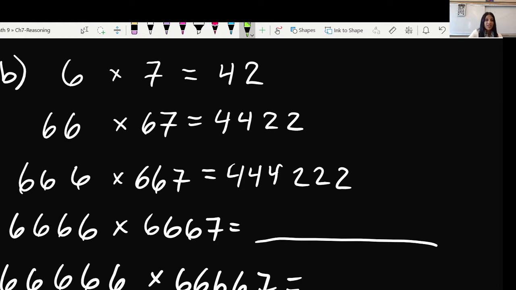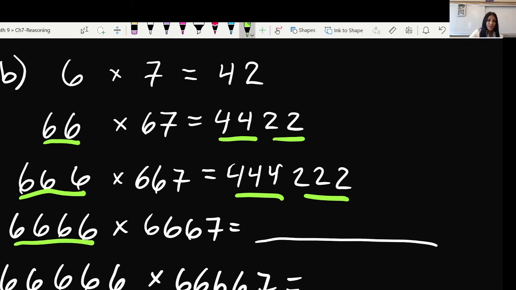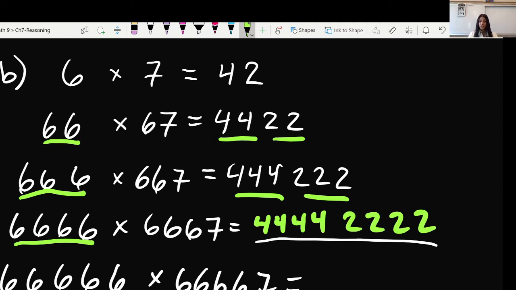But notice that if it's 66 times 67, there's 2 6s, and there's 2 4s in the answer and 2 2s in the answer. Here you have 3 6s times 667, and there's 3 4s in the answer and 3 2s in the answer. So based on that pattern, if there's 4 6s, it's probably 4 4s and 4 2s. And if you're unsure, take out your calculator. You can punch it in, and you will find that that is, in fact, the answer.